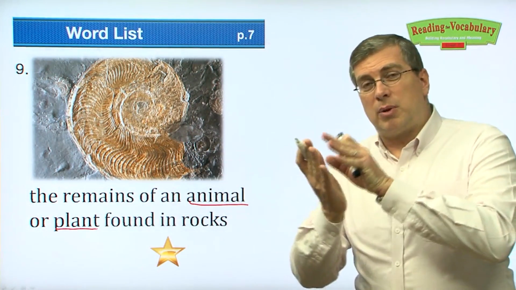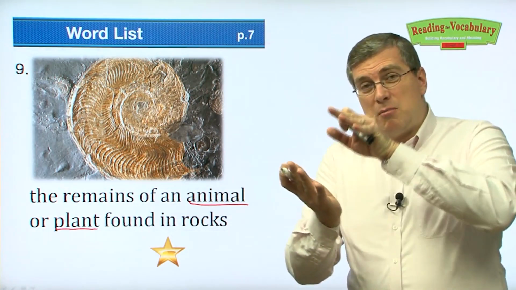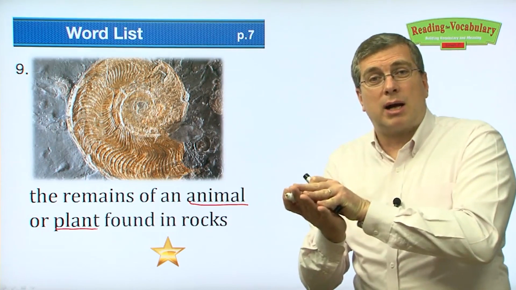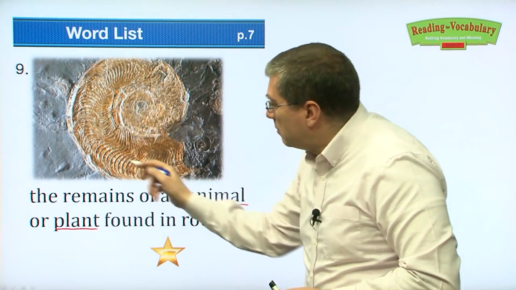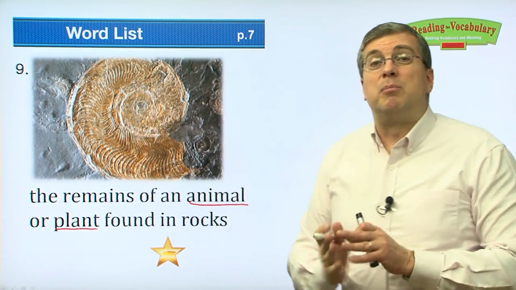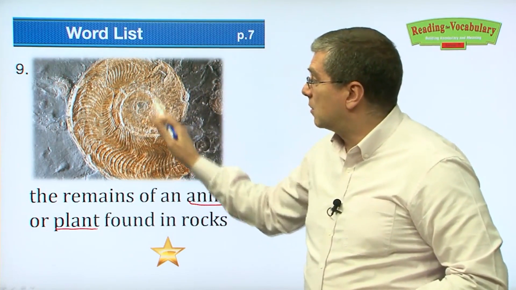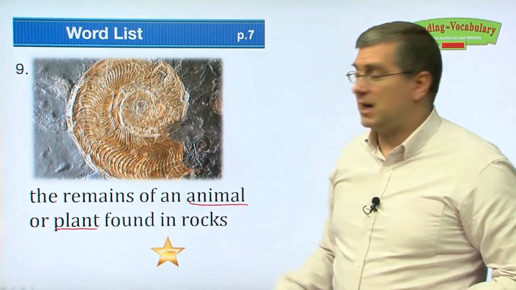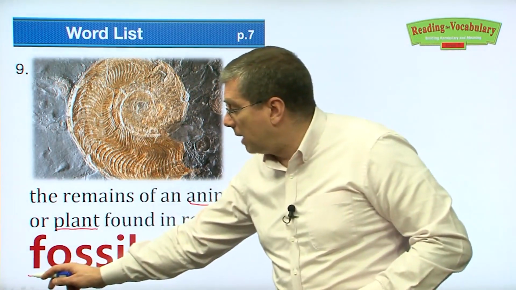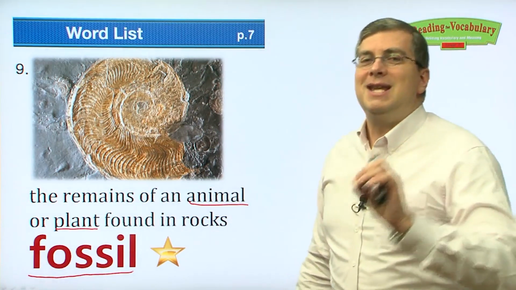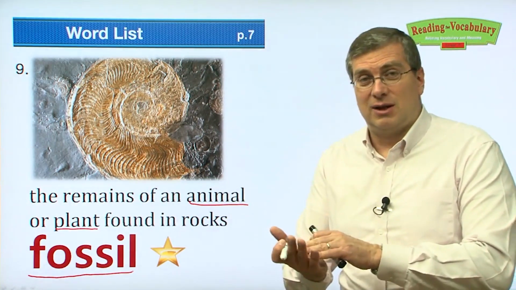Usually the animal or plant dies in mud, and the mud is compressed under pressure, and that mud becomes rock. Well, the imprint of the animal's body or the plant's body is left or made into the rock. And these are very neat if you find them. What am I talking about? I'm talking about fossils. It's very cool, very neat if you find a fossil in the rock.